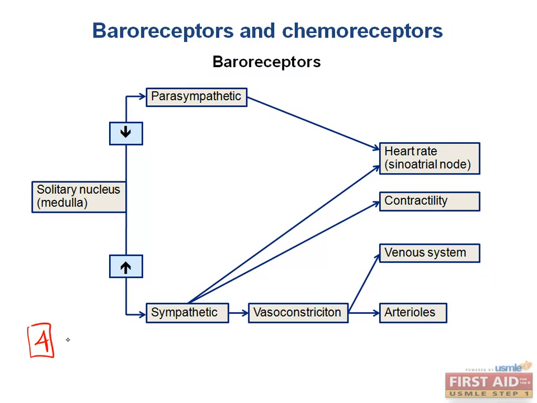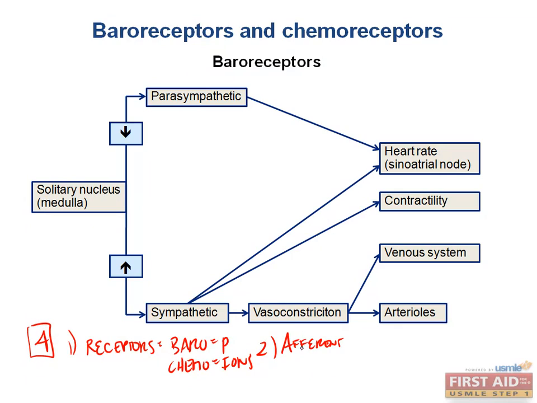Number one, you need something that is detecting changes in pressure or ion concentrations and changing this into an electrical signal. And these are actually our receptors. Baro, meaning pressure, and chemo, meaning ions. Number two, we need an afferent pathway to conduct it to the brain. In this particular section, that will be the glossopharyngeal and the vagus nerve.